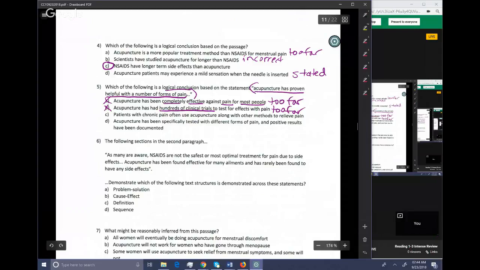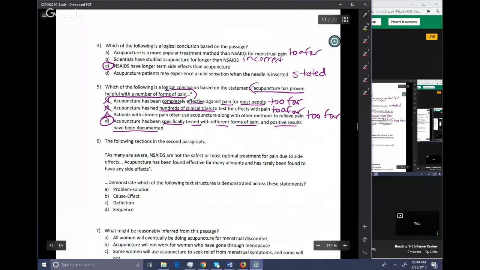Patients with chronic pain often use acupuncture along with other methods to relieve pain. There was no discussion of anything except the central topic of menstruation as related to this. So we have no idea what chronic pain sufferers do and what they might combine this with. So that is way too far as well. All 3 of those are too far. 5 will be answered D. Acupuncture has been specifically tested with different forms of pain, and positive results have been documented.